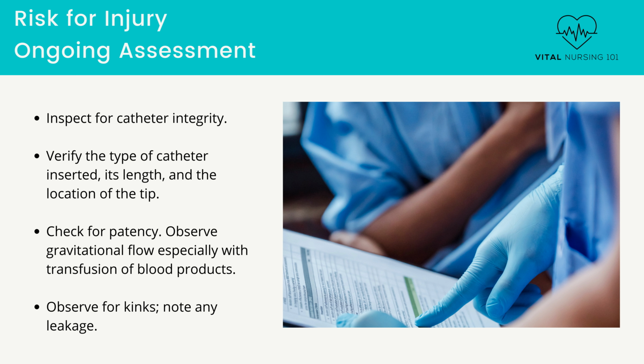Check for patency. Observe gravitational flow, especially with transfusion of blood products. Catheter patency is confirmed by the ability to run an infusion, withdraw blood, or flush the catheter without resistance. Observe for kinks, note any leakage. Kinks will compromise the integrity of the system. Fluid leaking from insertion site can signal catheter rupture.